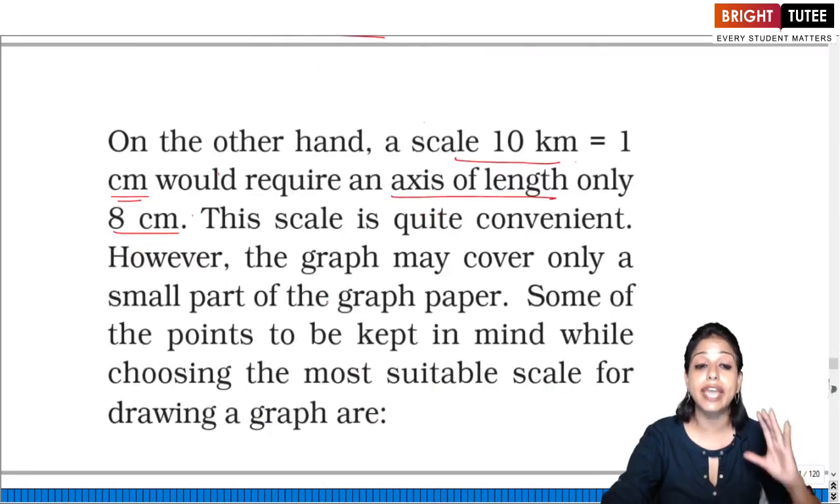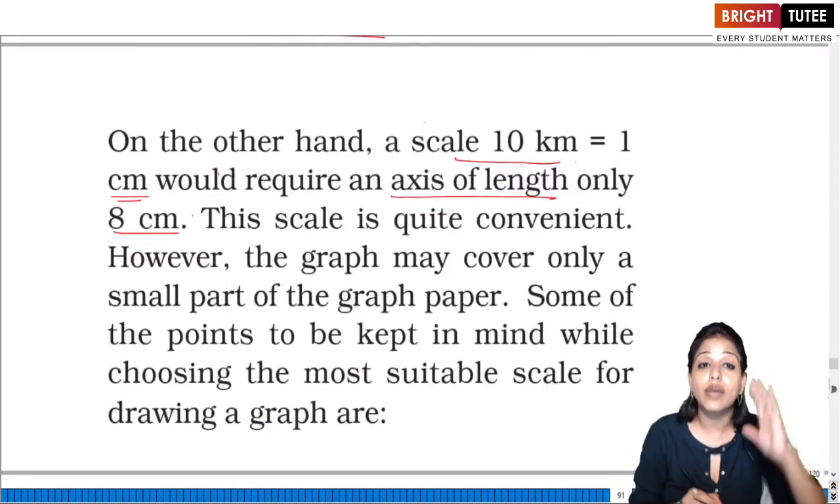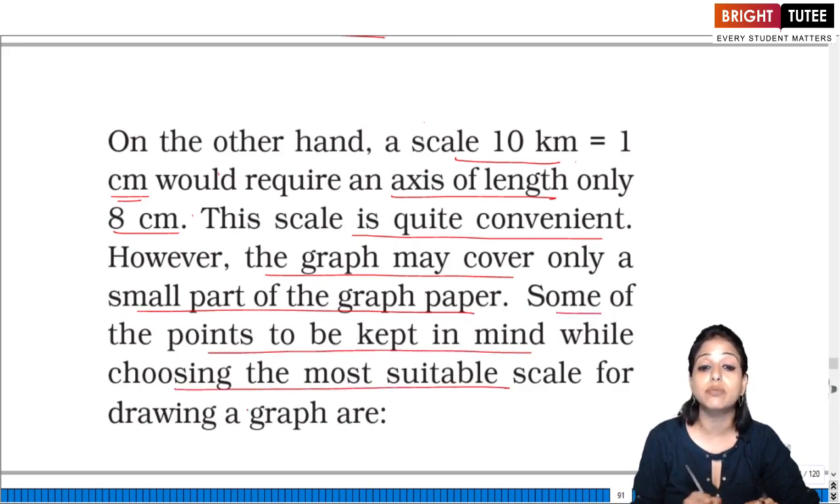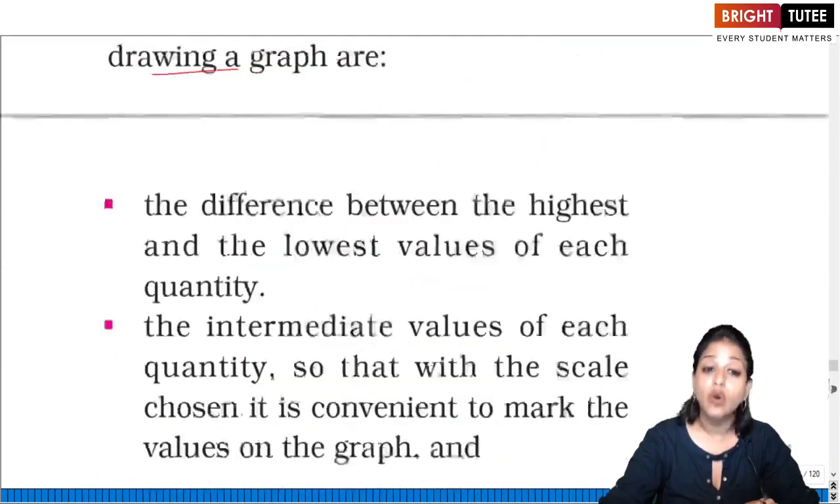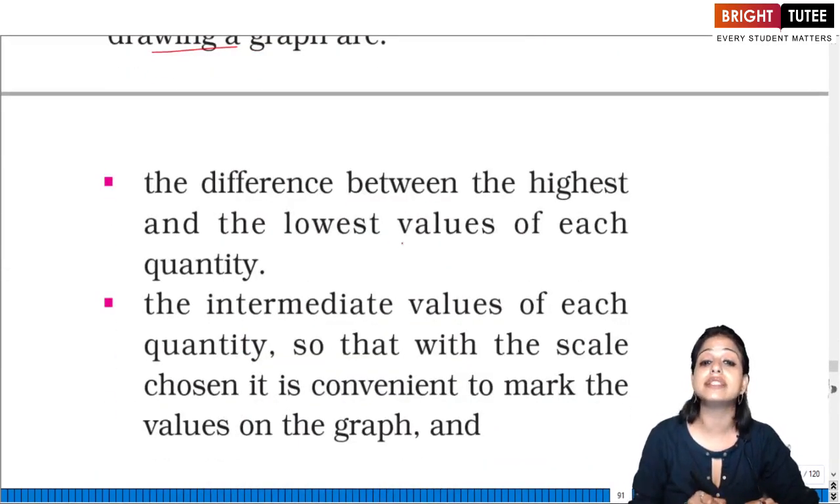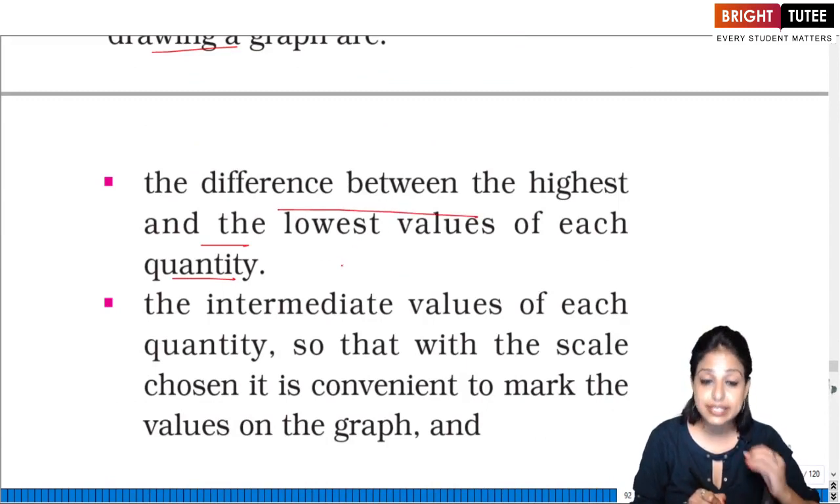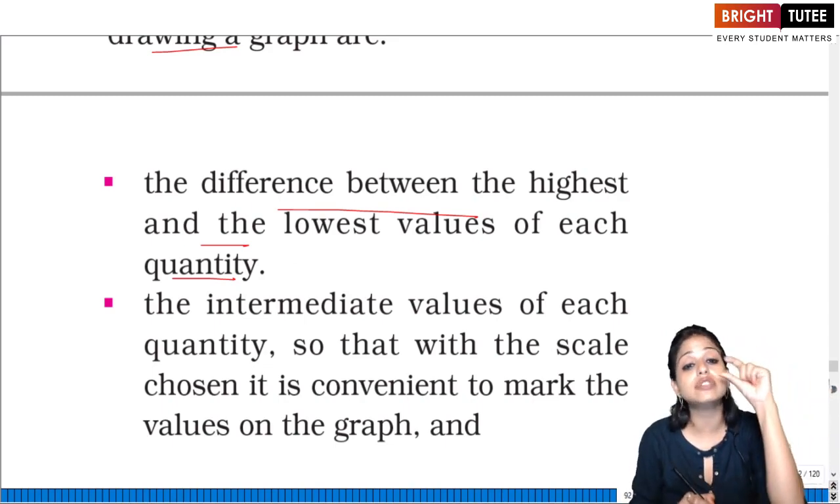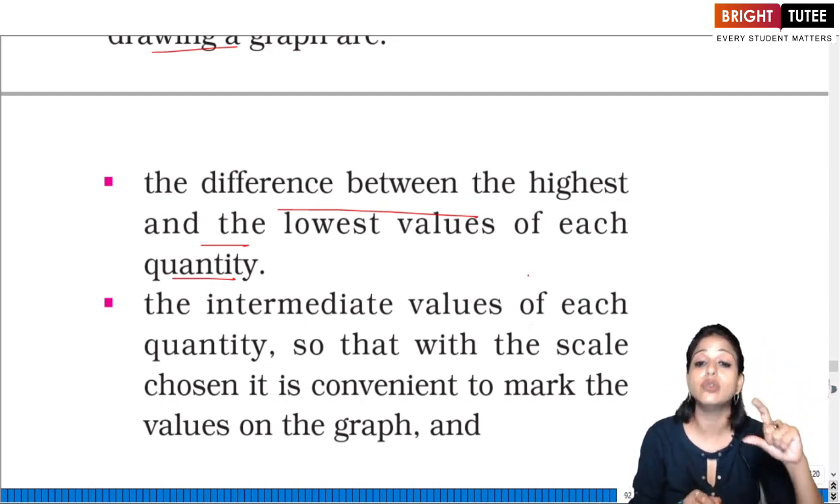So the choice of the scale has to be made very wisely. The scale should be conveniently drawn. Otherwise, the graph may cover only a small part of the graph paper. Some of the points to be kept in mind while choosing the most suitable scale are: the difference between the highest and the lowest value of each quantity should be covered. So your scale should be such that on the whole graph, the difference between the highest and the lowest value is accommodated for each quantity.